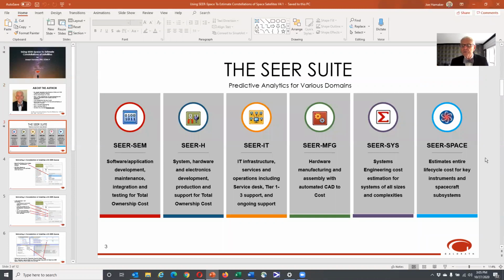As I said, I'll be talking about SEER for Space today, which is the model described on the right-hand side of this screen. But first, let me make the point that SEER Space is one of a suite of models that Galorath offers. Starting from the left here, SEER SEM is a software estimating model. SEER H estimates hardware and electronics. SEER for IT estimates information technology infrastructure. SEER for Manufacturing does detailed production estimates of hardware, including the ability to go from CAD to cost. SEER SIS is a model devoted to estimating the cost of systems engineering. And SEER Space estimates spacecraft and spacecraft payloads, payloads being instruments, sensors, and that sort of thing.